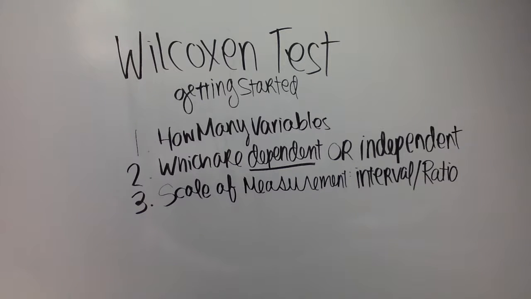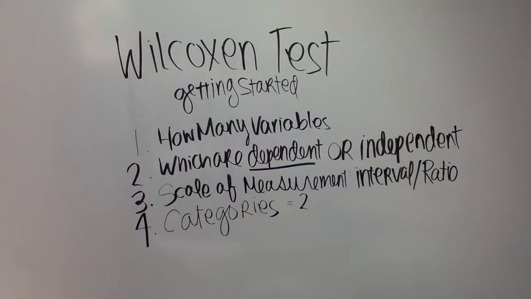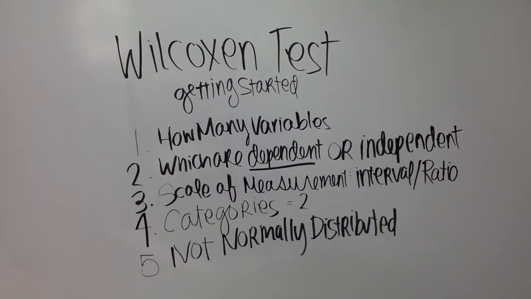Next, we'll want to look at our dependent variable and determine if the scale of measurement is interval or ratio. If it is interval ratio, then we'll need to see if there are two categories. Finally, we will need to determine whether or not our data is normally distributed. If it is not normally distributed, we may continue doing a Wilcoxon test. However, if it is normally distributed, it would be a different test known as a related t-test. So for now, check to see if your information is normally distributed or not.